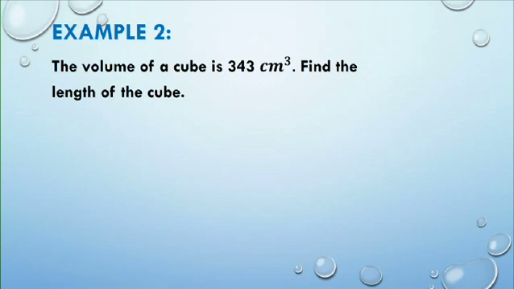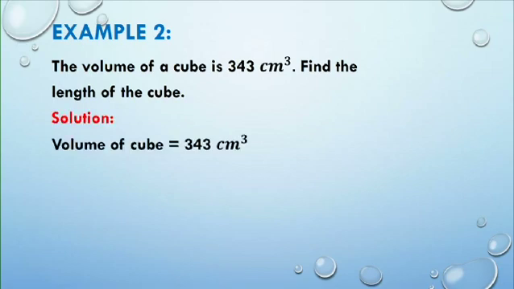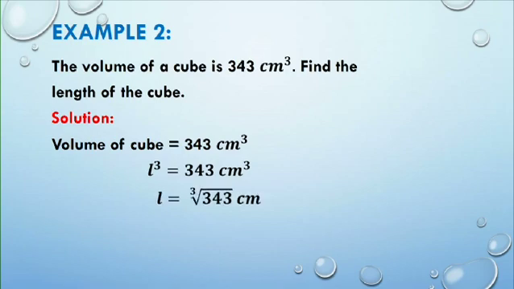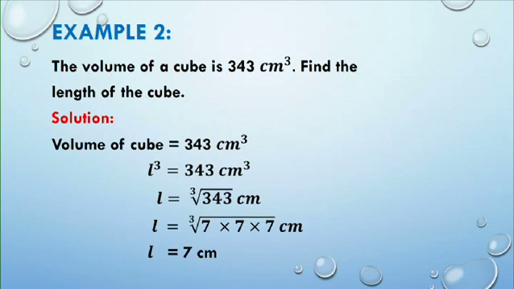A second example, the volume of a cube is 343 centimeter cube. Find the length of the cube. So you have already been given the volume, which is 343 centimeter cube. That is L cube equal to 343 centimeter cube. Now to find L, I need to take the cube root of 343. So the cube root of 343 is in fact 7. So the length of the cube is 7 centimeters.